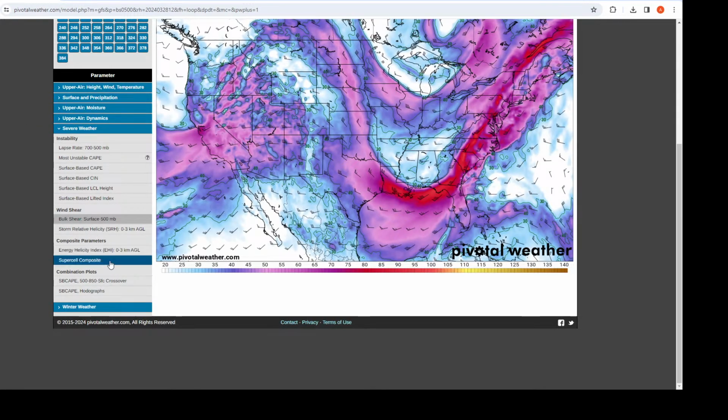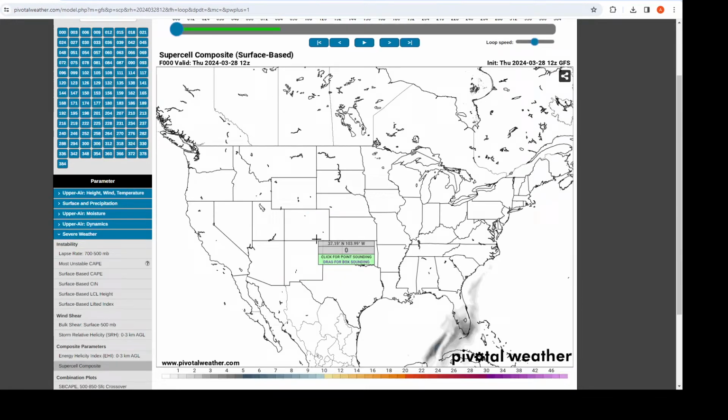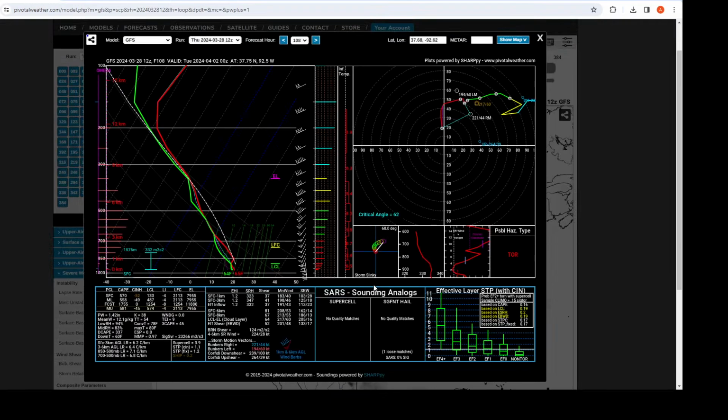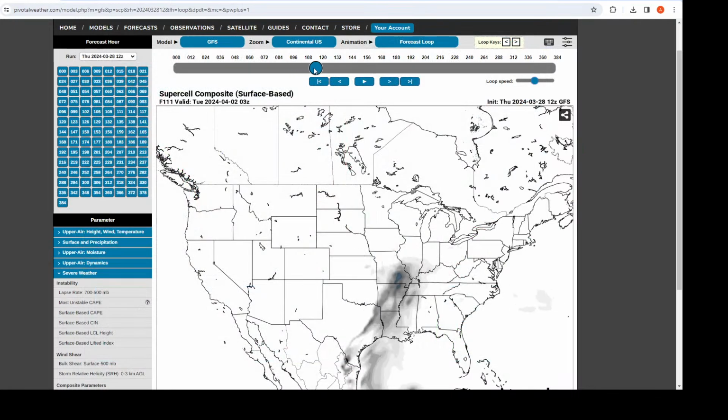A lot of people say not to look at this, but I kind of like to look at it just to give us an idea of where the greatest potential for those supercells is. So as we drag this out, into the time that we're going to be getting into that severe weather around 6 p.m. on Monday, there is a significant amount of supercell composite down here. So if we look at the southern half of Missouri, it is looking quite favorable for possible supercells and that potential tornadic activity.